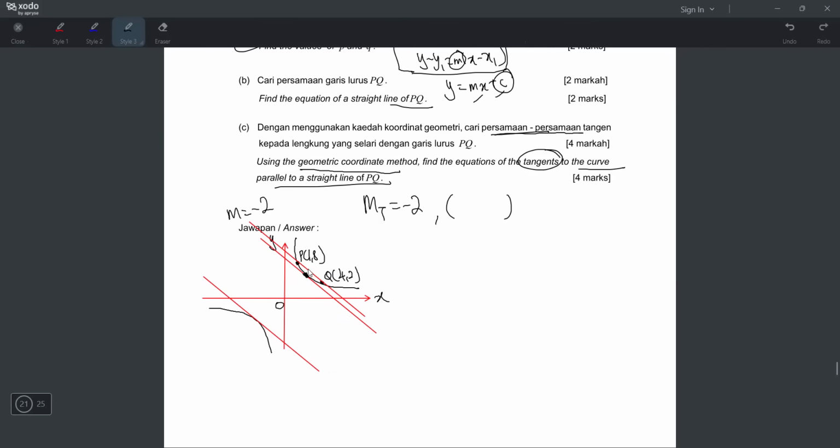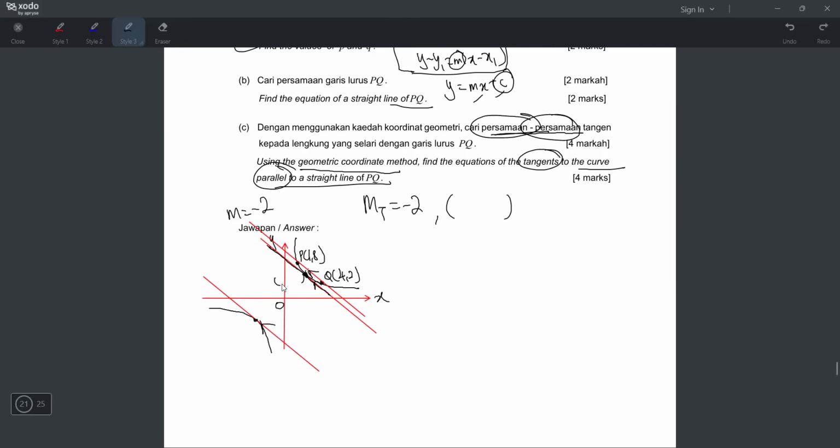And you can see it's parallel. Yeah, it has to be parallel to PQ, right? So parallel, parallel, and it's also parallel. And they say find the equations. So that's why I got 2 points, I mean two lines. One tangent line here, which touches the curve at one point. Another one also here, right? But the big problem is I need this point.